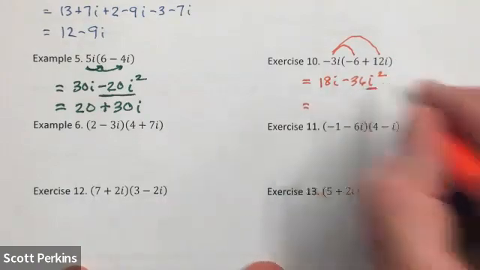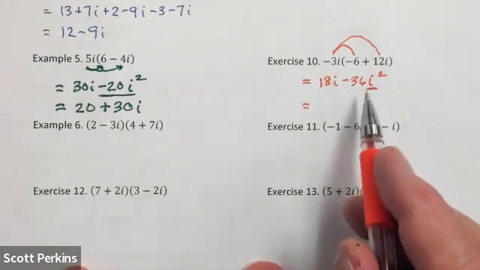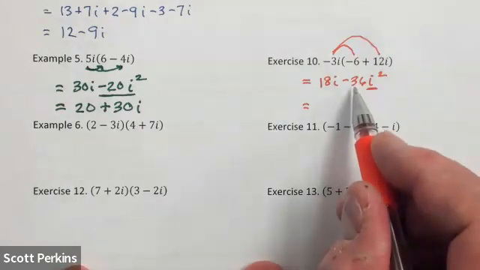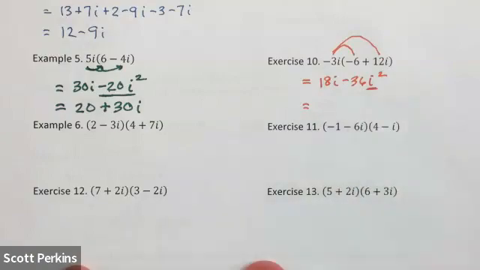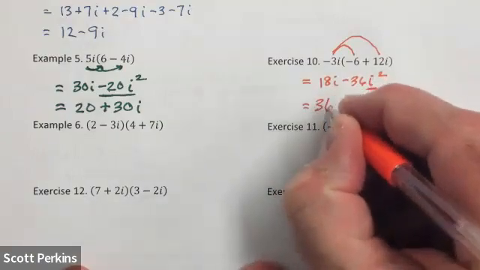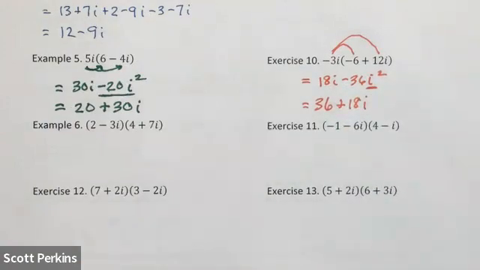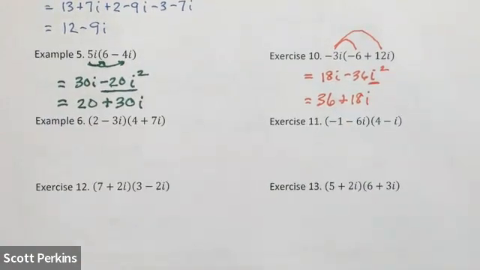And then since this is i squared, what does that second term become? It becomes a negative 1, so negative 36 times negative 1 is 36. Wonderful. Beautiful job. 36 plus 18i. Yes, great. Here's my last example.